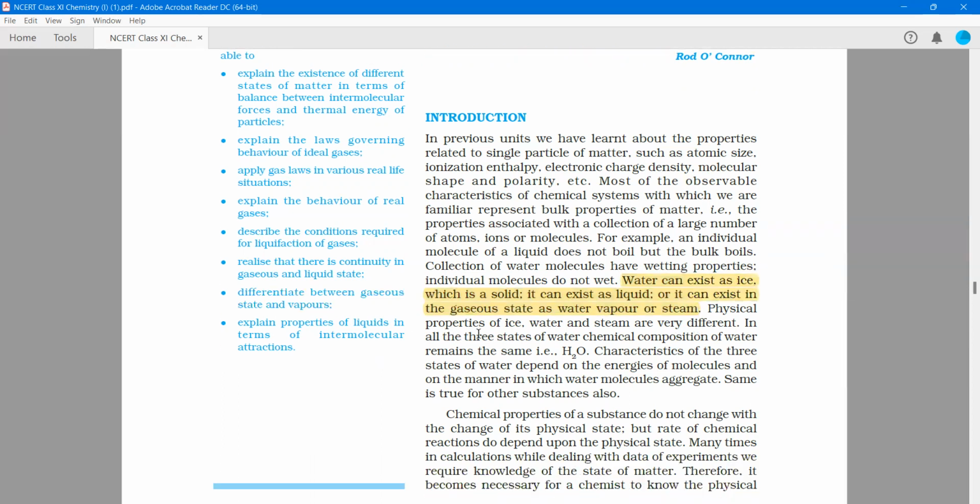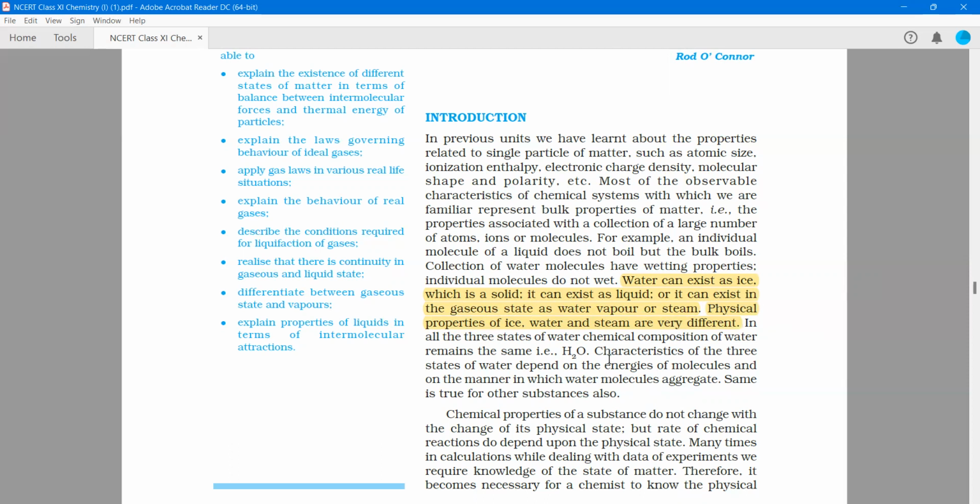So the physical properties of ice, water, and steam are very, very different, and that is why they have different states, because the physical properties need to be different. We know that ice is solid, water is liquid, and steam is gas. So all of these are called the states of matter. But the chemical composition in all of the three states is the same. Although the physical properties of all these states are different, their chemical composition is water only.